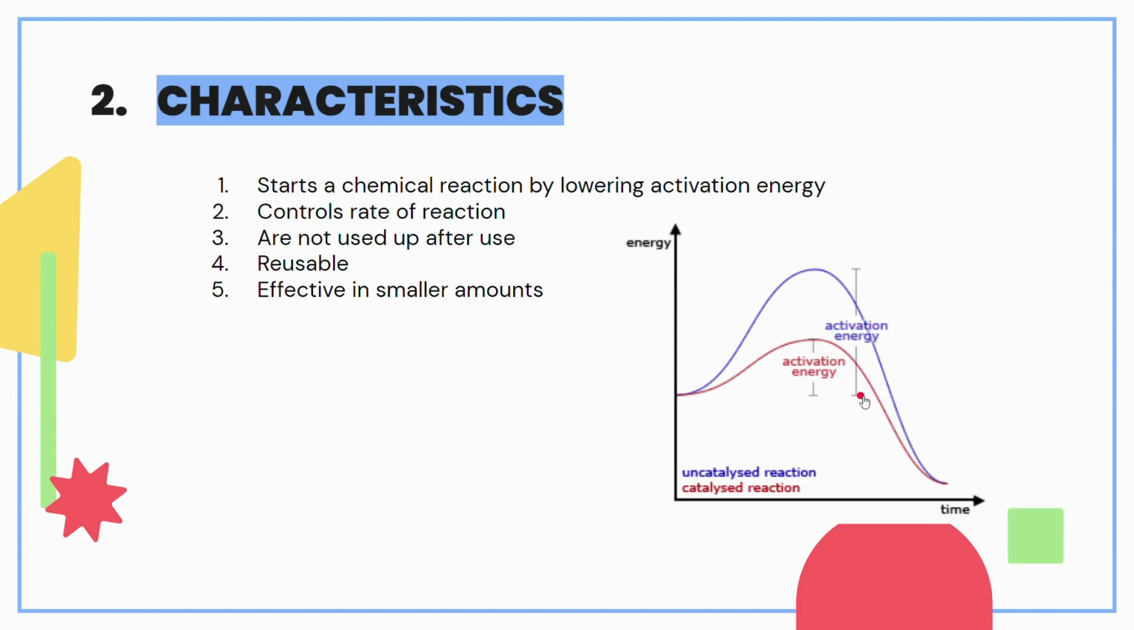Enzymes also control the rate of the reaction, so it can make it faster or slower depending. But it's generally faster. Enzymes are also not used up after one use, so they're reusable, and they're more effective in smaller amounts, so a couple enzymes in a large amount of substrate.